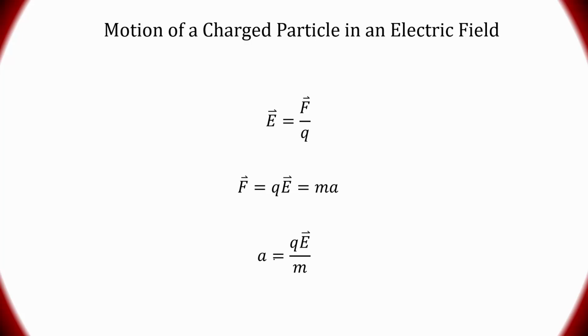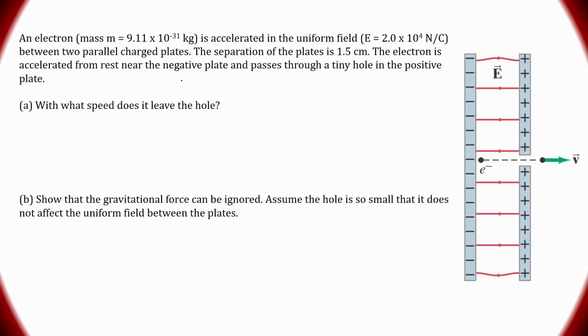And if we solve for acceleration, we can find that in terms of the electric field, the charge, and the mass of the particle. And then we might have some kinematic calculations to do with our acceleration found in this way. So two examples. First one, we have parallel plates that are charged, and we are releasing an electron from the negative plate. It will be repelled by the negative plate and attracted by the positive one.